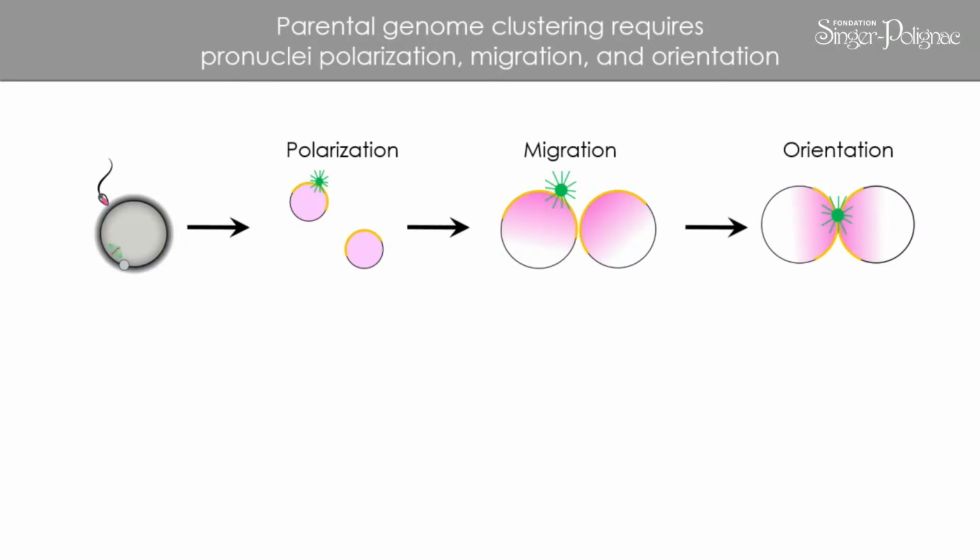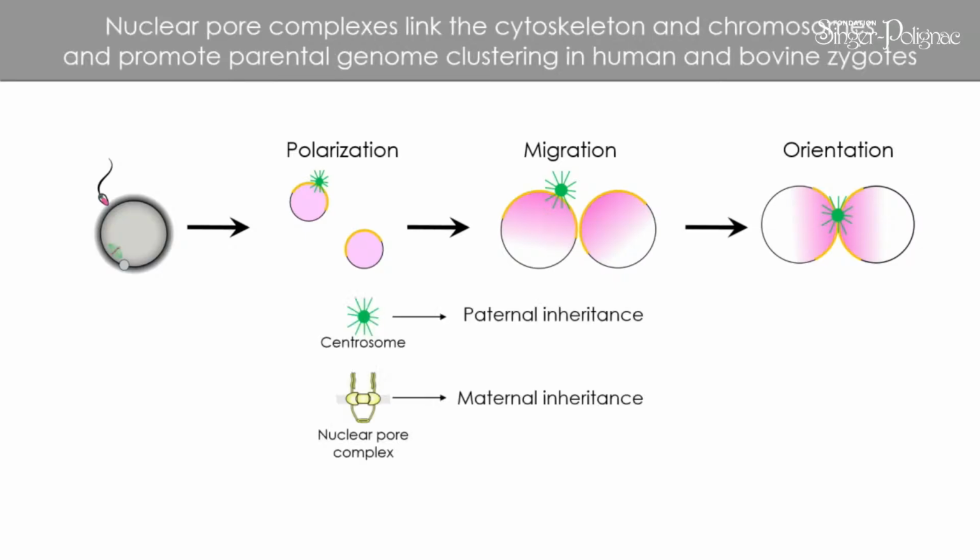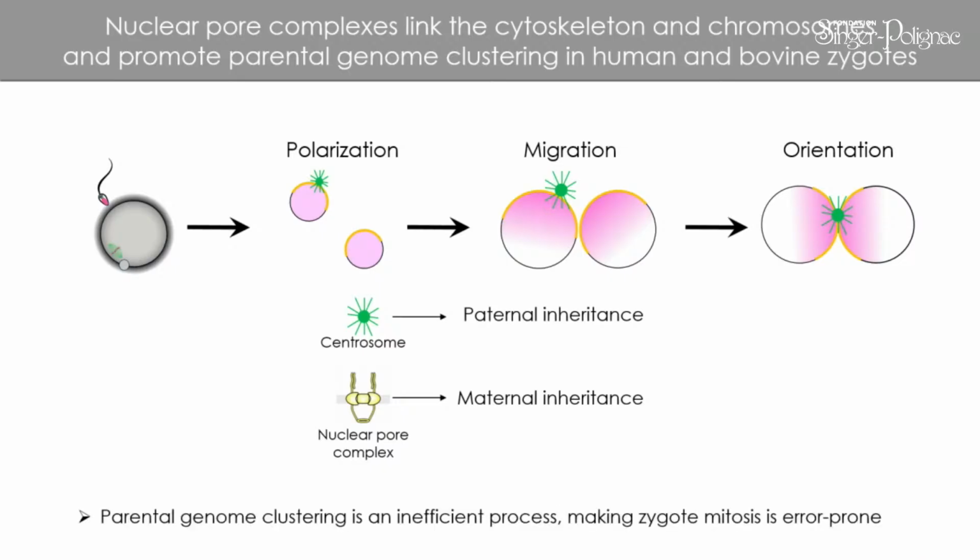And what I find interesting in the context of this symposium is that parental genome unification seems really to be triggered by the activity of one component of paternal inheritance, the centrosome, and the second one of maternal inheritance, which is the nuclear pore complex, which is really bridging the microtubule cytoskeleton to the chromosomes. However, I should also remark that this process is really inefficient, and this is why we think mitosis is often error-prone in bovine and human zygotes.